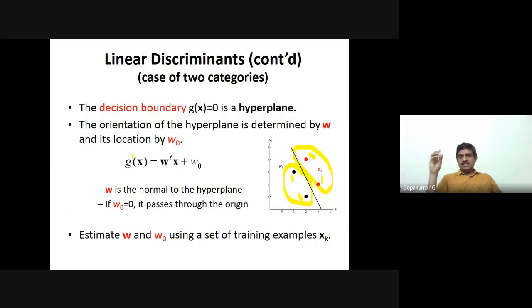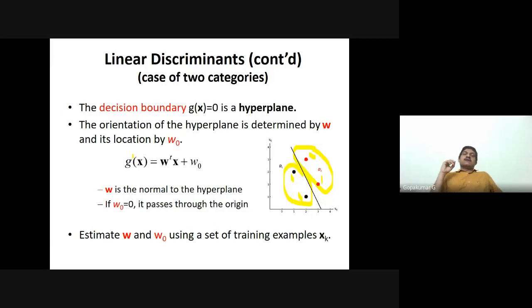W is a weight vector and W0 is a bias. So you can say that g of x is equal to W transpose x plus W0. Here also the W parameter, the weight vector parameter, determines the orientation of the hyperplane, something like a slope, and its location from the origin is determined by W0. So it's very important to understand the role and influence of W and W0 on this decision boundary. We know that when the y intercept c is equal to 0, the line passes through the origin. Similarly, if W0 equals 0, it passes through the origin. So a lot of mathematical analysis you can do and interpret.